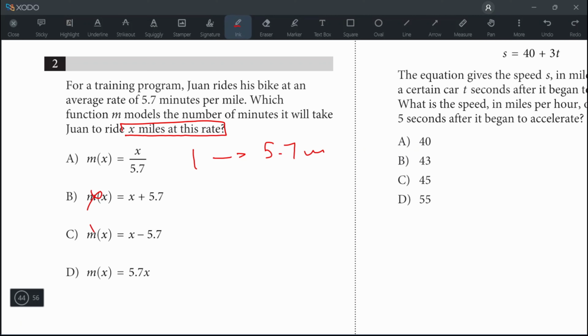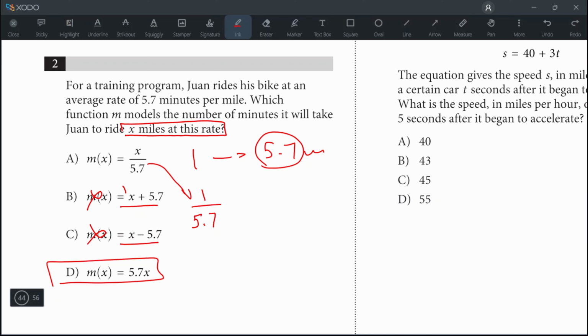Answer B and answer C can be immediately eliminated because in these functions the slope is equal to 1, while the slope given in the question is equal to 5.7. So the only answer that has a slope of 5.7 is answer D. Answer A has a slope of 1 over 5.7, which is incorrect. The correct answer is D.